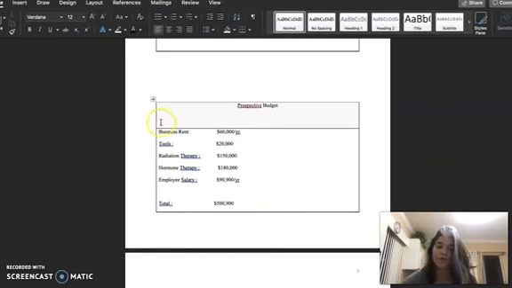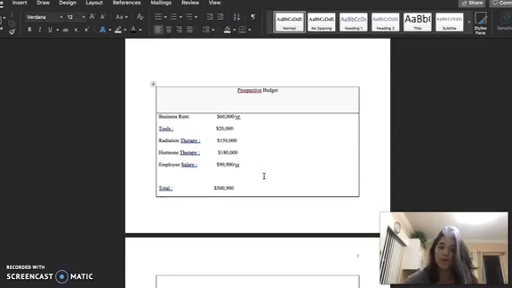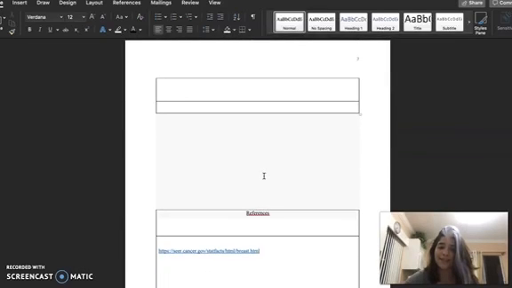Prospective budget. For business rent, it will be $60. For tools, it will be $20. Radiation therapy, $150. Hormone, $180. Employee salary, $90. Total of $500,000 and $900,000. I don't know if I said that correctly.